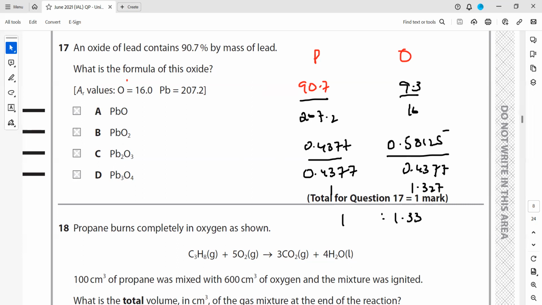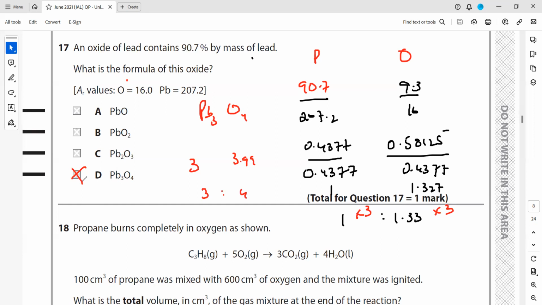So what do we multiply by? Some students find it difficult to select a number to multiply. The simple way is to first multiply both of them by 2. If it gives a whole number, then that is right. Otherwise, multiply with 3, then with 4. That is a simple way to remember. Whenever one of the values is 1.33, we multiply all of them by 3. So this becomes 3, and 1.33 multiplied by 3 becomes 3.99, which is approximately 4. So one is 3, another one is 4. So it will be Pb3O4. That's why D is the right answer.